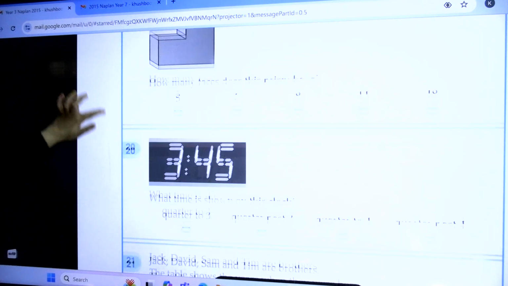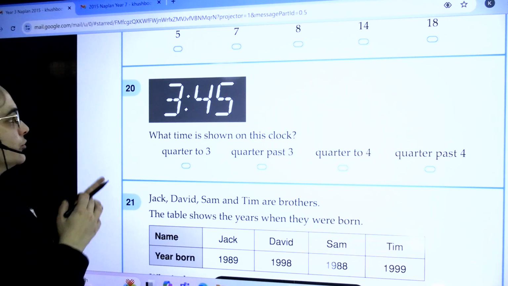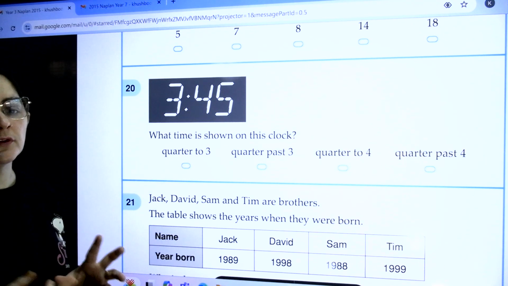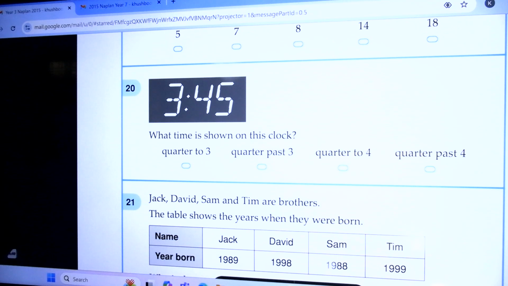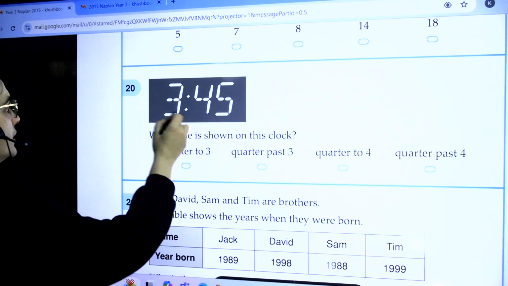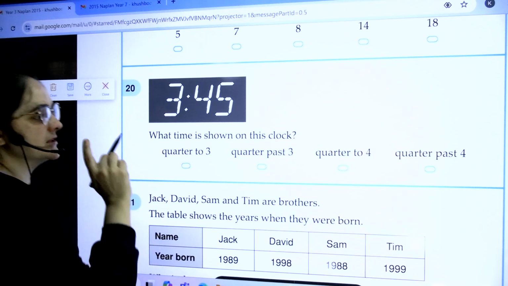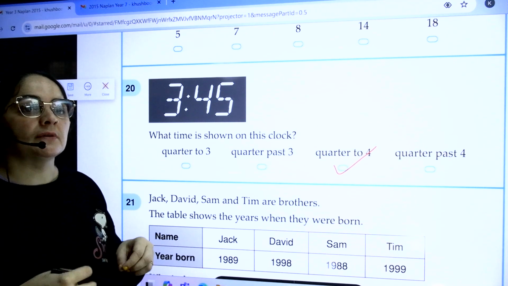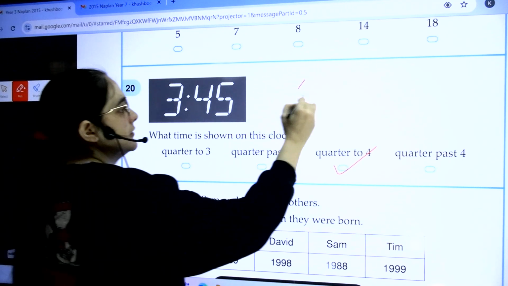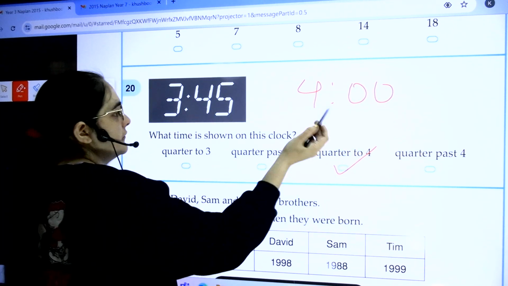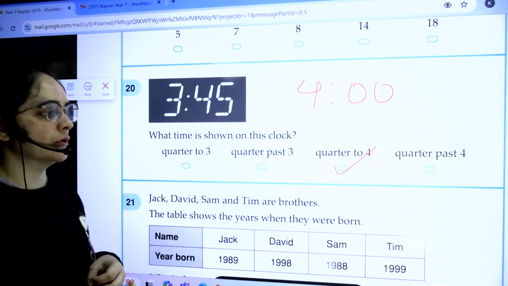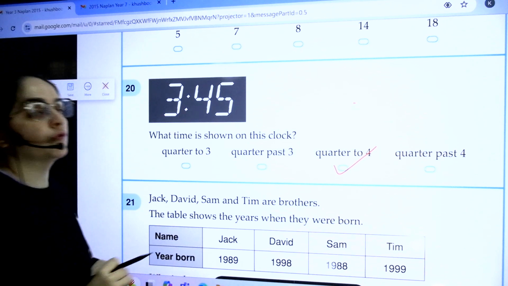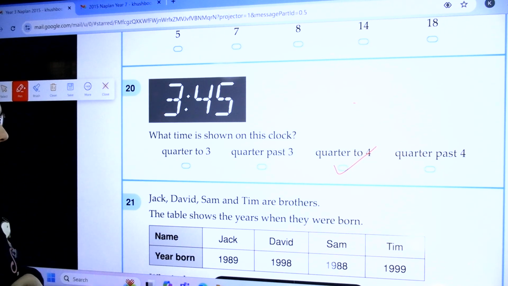Alright, easy. Let's do one more question. Question 20, what time is shown on this clock? 3:45. Do not confuse 3:45 with past or something. It's basically 3:45, because 1 hour is 60 minutes long, and 45 plus 15 is 60. So it's 15 minutes left to the next hour, and the next hour is 4 o'clock. So the time difference between 3:45 and 4 o'clock is a quarter only, 15 minutes. So that's why we say it's 3:45. I hope this explanation helped.